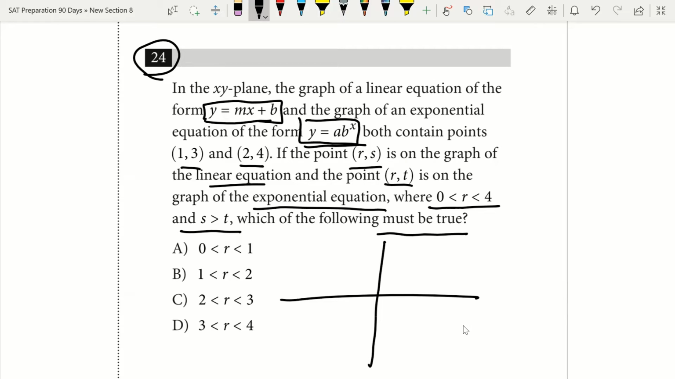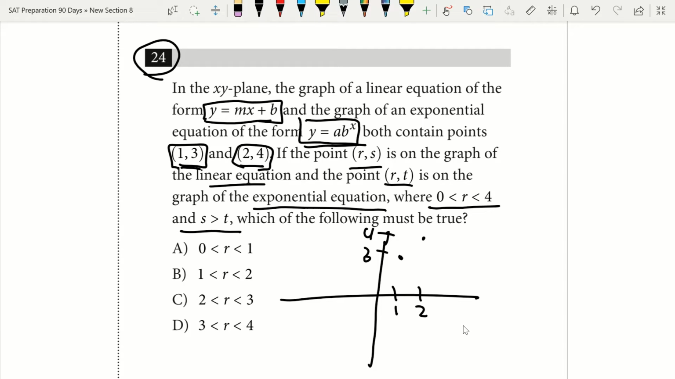We know that they both contain points (1, 3) and (2, 4). So let's plot those points down. We'll put 1 here, we'll put 2 here. We'll say 3 is here, and we'll say 4 is up here. So we got the point (1, 3), and we got the point (2, 4).